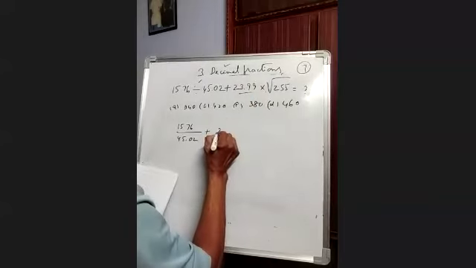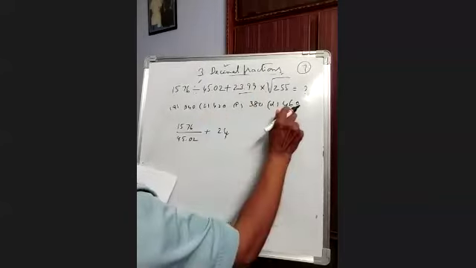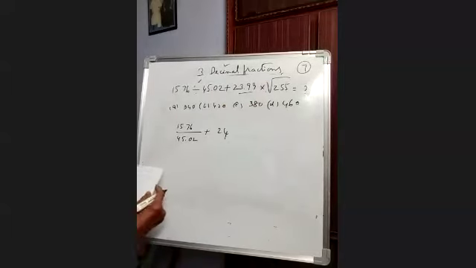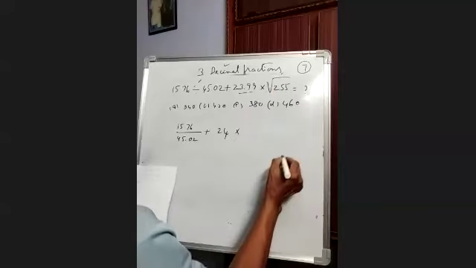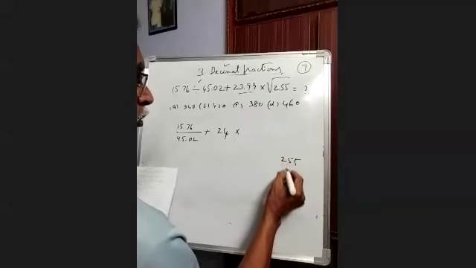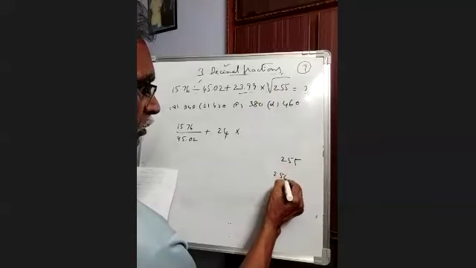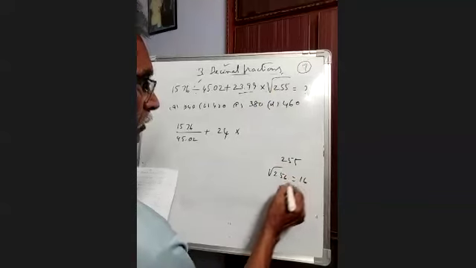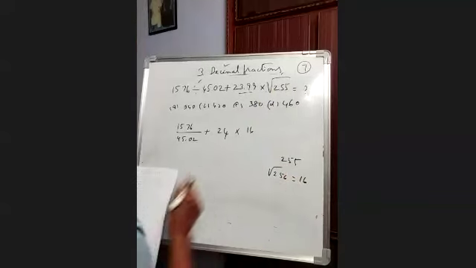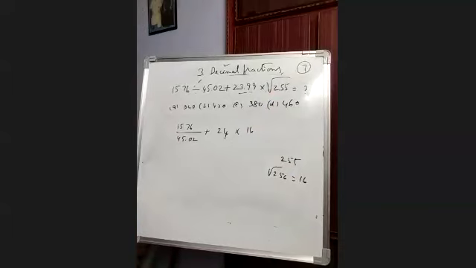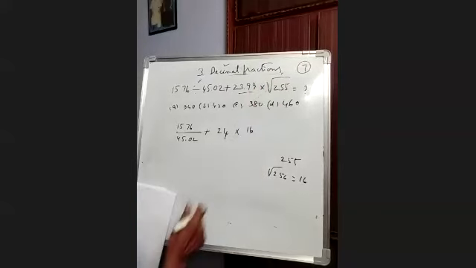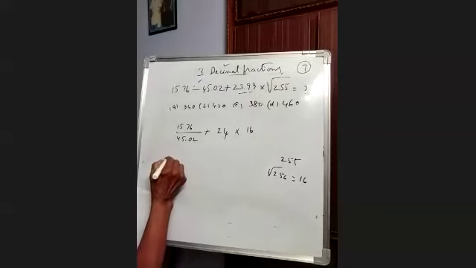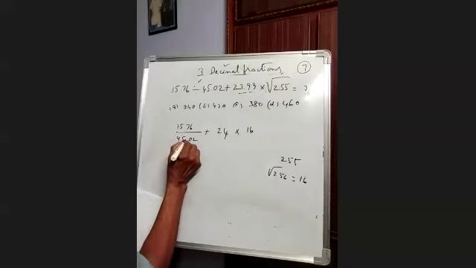Here, take it as 24 because all our answers are digits only, no decimal values. Approximated to 24, and this is approximated to root 255. For 256, the square root is 16. So this can be taken as 16. Approximated to 16. Root 256 we have taken. Next.